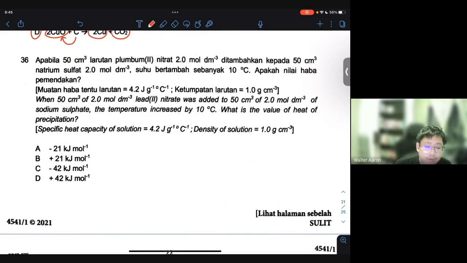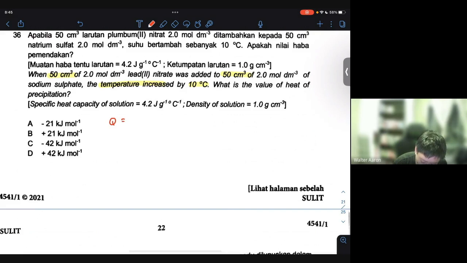36. When 50 cm³ of 2.0 mol per dm³ of lead(II) nitrate was added to 50 cm³ of 2.0 mol per dm³ of sodium sulfate, the temperature increased by 10 degrees Celsius. What is the value of heat of precipitation? So we want to get all the information that we need. We are adding 50 to 50. Temperature increased by 10. So we'll start with calculating Q is equivalent to mcθ.